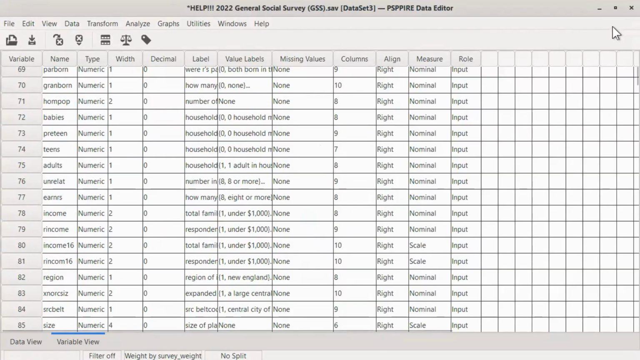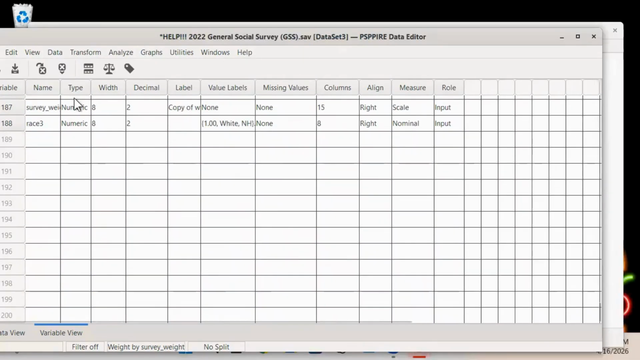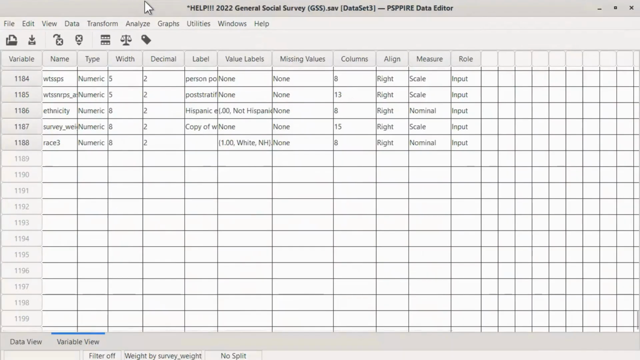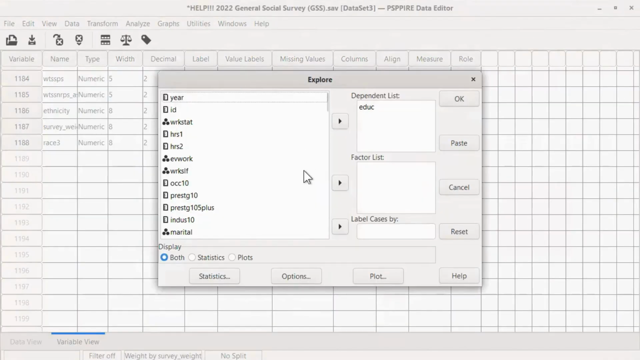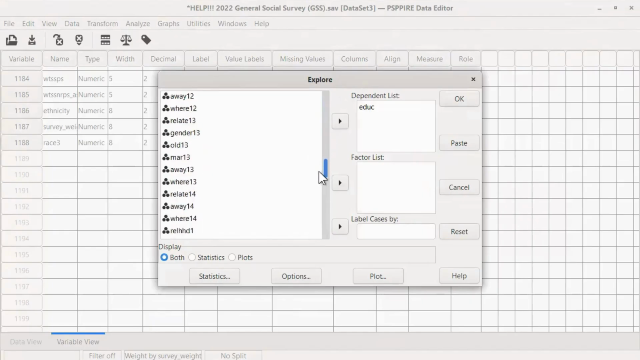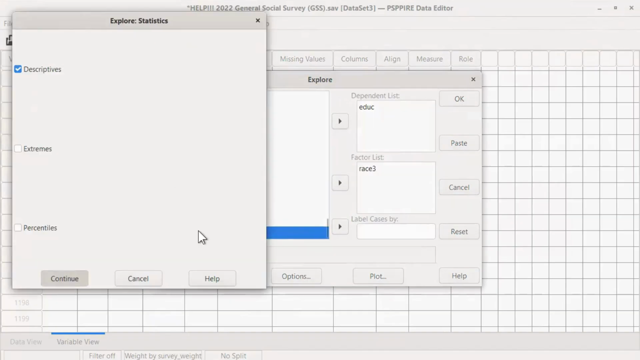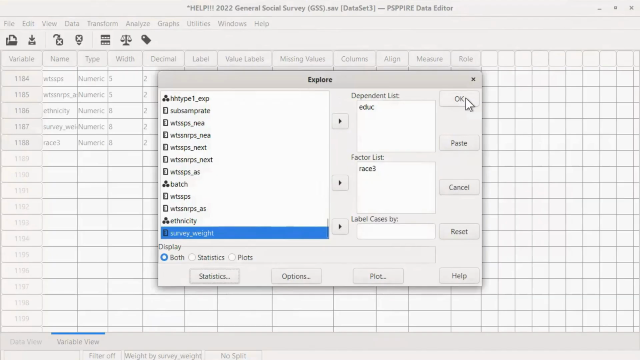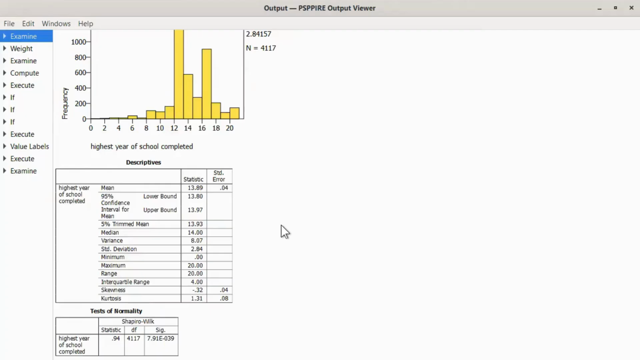Okay, we'll scroll to the bottom just to make sure our variable is there. Yep, race 3, sweet. Now we'll go to Analyze, Descriptive, Explore, and in Factor List, we're going to put in race 3. So it's not quite like Split. It's cleaner than Split, but it kind of does the same thing. So you'll see here. Make sure we have descriptives marked, and okay. Let's go to our output.